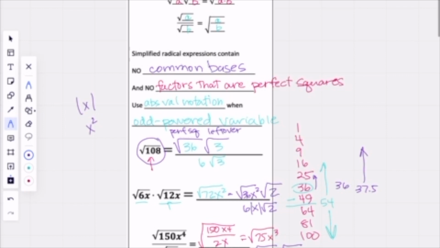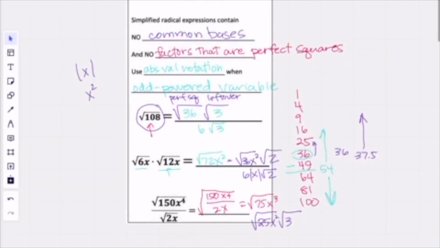And then let's look at that x cubed. X cubed is not a perfect square, so we want the largest possible perfect square that is a factor of x cubed. That's going to go into this radical. That's going to be x squared, and then the leftover will be just x. Let's take everything out of that first radical. This is going to be 5x, square root of 3x. And what do you think we need to add there? Hopefully you recognize that we're going to need absolute value bars around that x variable.